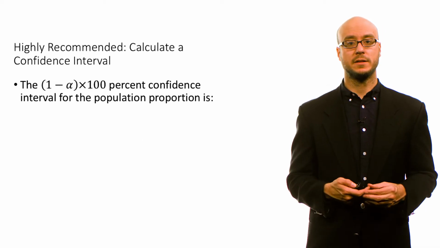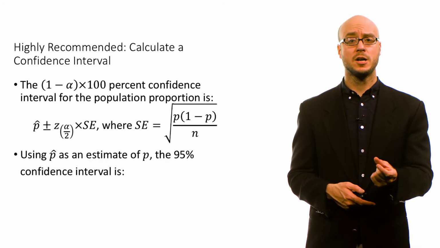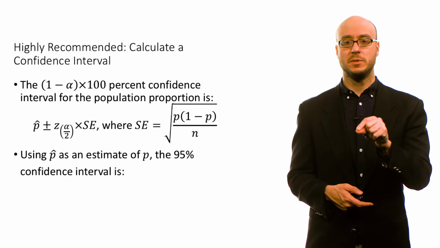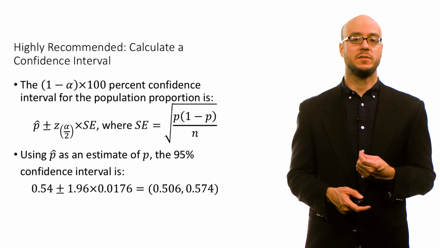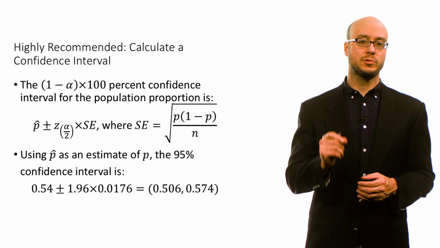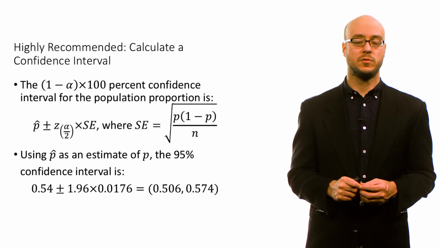Of course, I always recommend calculating a confidence interval. The confidence interval is p hat plus or minus z alpha divided by 2 times the standard error. We're going to use p hat now as an estimate of p when we calculate the z interval. The confidence interval is 0.506 to 0.574. So we're 95% confident that the true population proportion is between 0.506 and 0.574, roughly 50.6% to 57.4%. That's where we expect the percentage of Americans who think economics is scientific to lie.